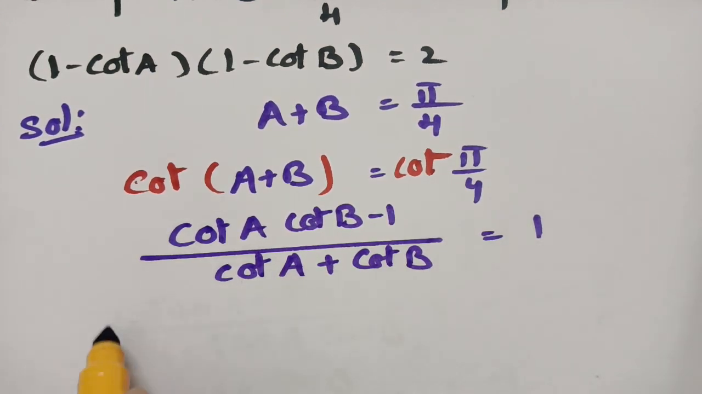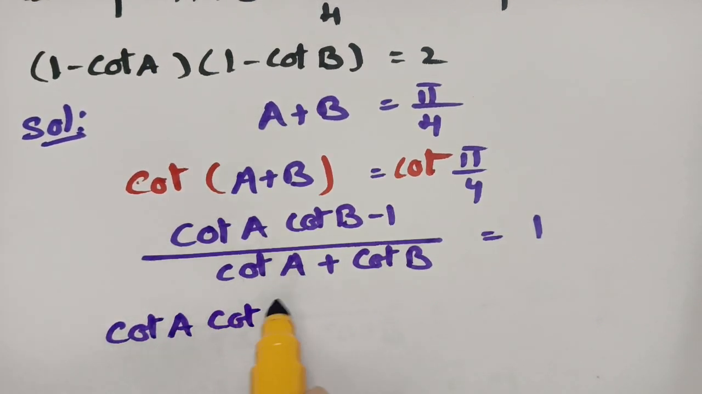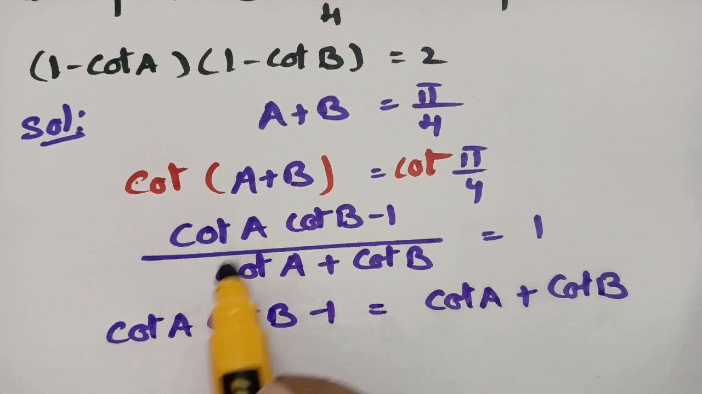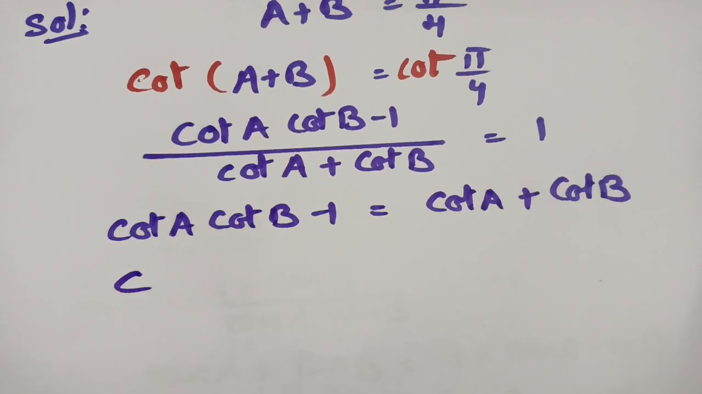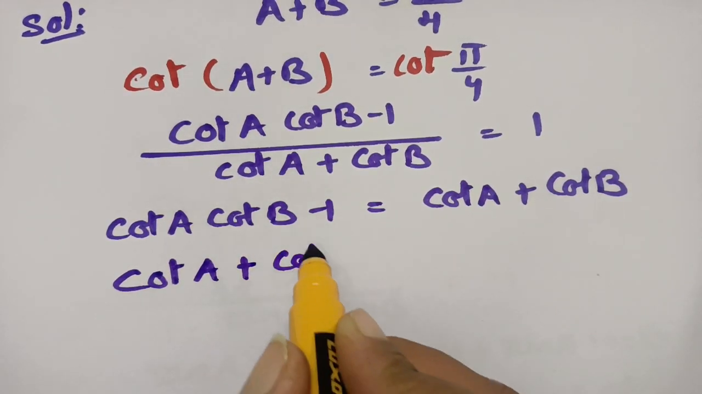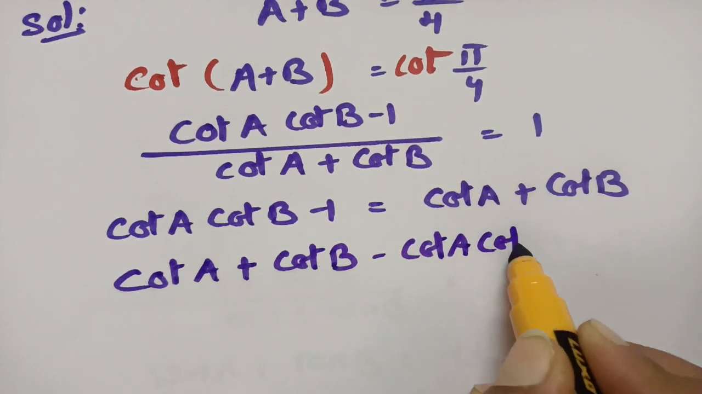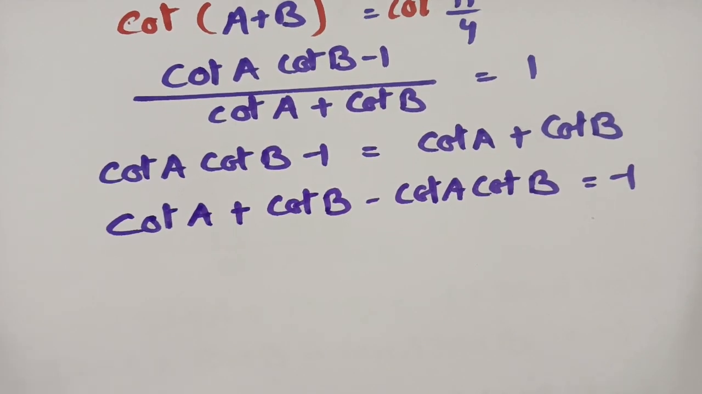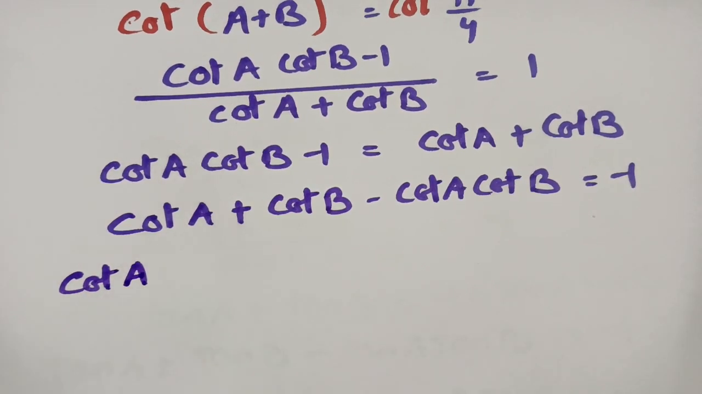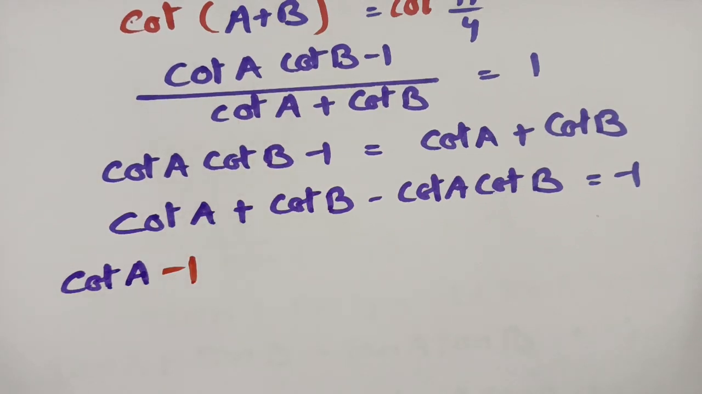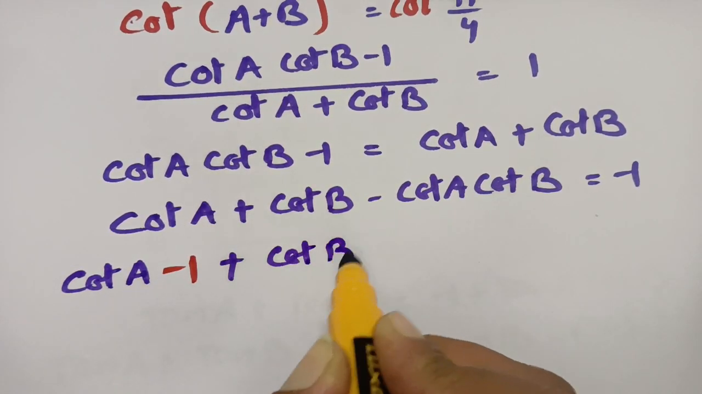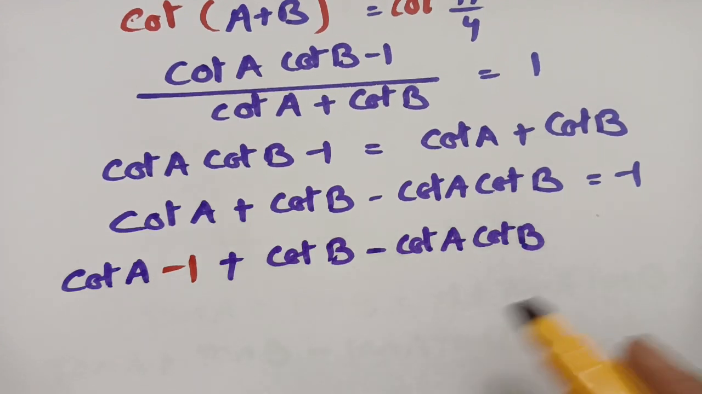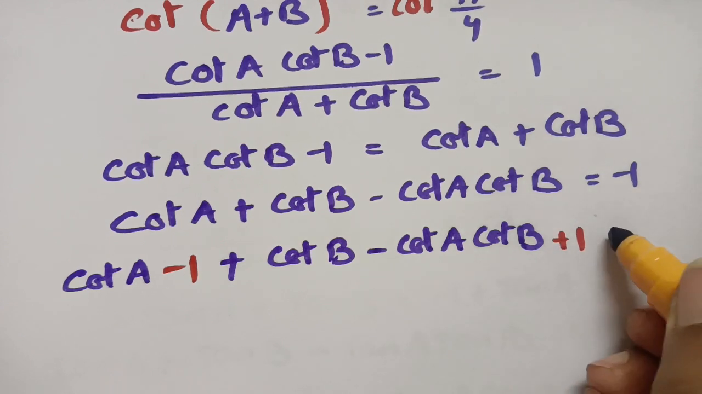If I send this to the other side, this will be cot A into cot B minus 1 is equal to cot A plus cot B. If I bring this cot A cot B to the other side, it will become cot A plus cot B minus cot A into cot B is equal to, I am leaving minus 1 on the other side. Now see what happens here. Now I am adding minus 1. Here I am introducing minus 1 for my convenience, plus cot B minus cot A into cot B. In order to balance this, if I introduce minus 1, I have to add plus 1, which is equal to minus 1 again.